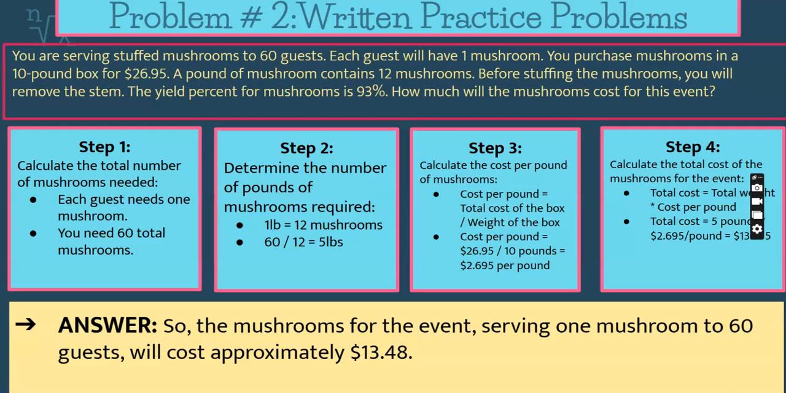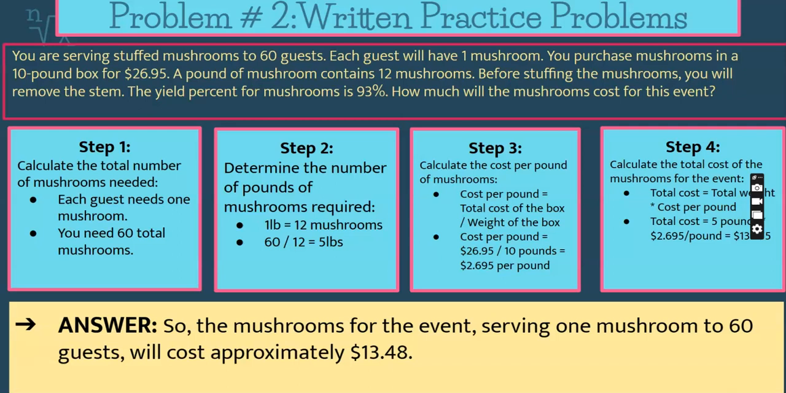Step 2, determine the number of pounds of mushrooms required. 1 pound equals 12 mushrooms, which is in our word problem. So you're going to take 60, because that's how many mushrooms we need in total. You're going to divide by 12, because that's how many mushrooms are in 1 pound, because we are determining how many total pounds we need. And when we do 60 divided by 12, we get 5 pounds. So we need 5 pounds of mushrooms.